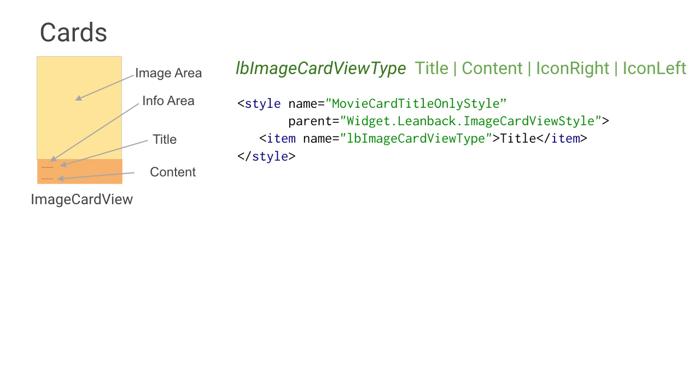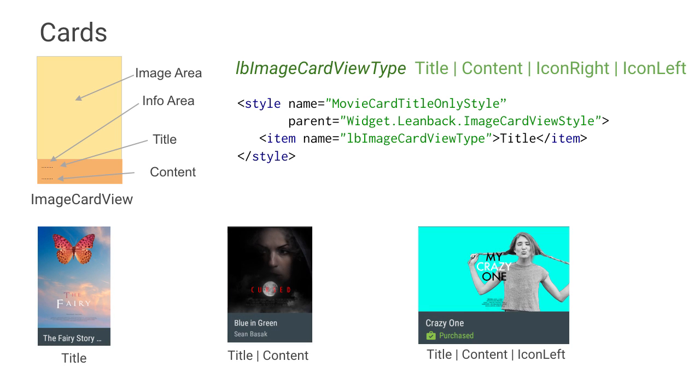It takes 4 possible values: title, content, icon right, and icon left. And these are not mutually exclusive. Here are 3 cards with 3 different values for this attribute. The one on the left displays the title in the info area. The one in the middle displays title and the content. And the one on the very right displays title, content, and the icon on the left. You can see, just by creating new styles, you can have different representation for your cards.